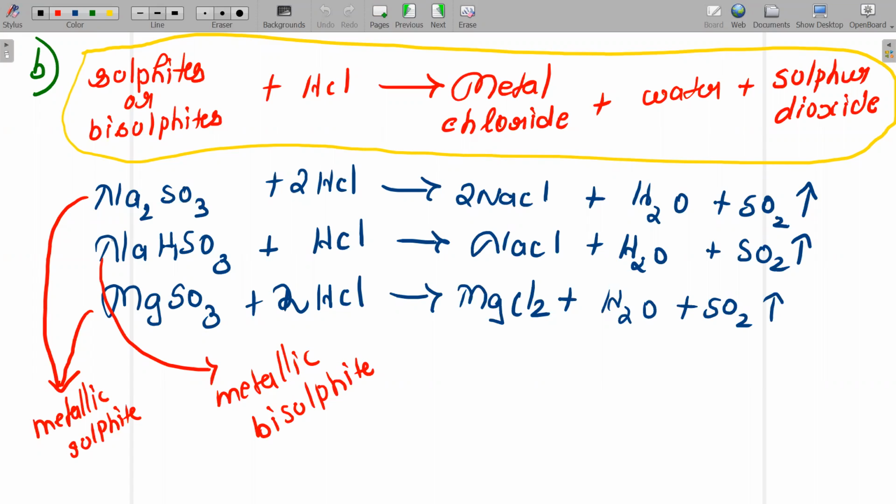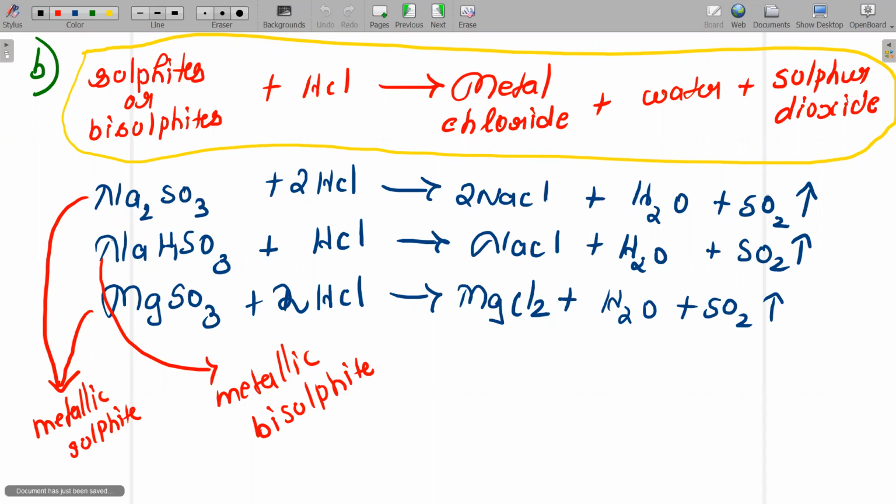In the earlier case, you introduced bicarbonates or carbonates. During that condition, you got the same product, but you got CO2. Now you introduce sulfites and bisulfites. Then what happens? Same product you are getting, but instead of carbon dioxide, you are getting sulfur dioxide. Any doubts? This is the only change. Instead of carbon dioxide, here you will get sulfur dioxide.